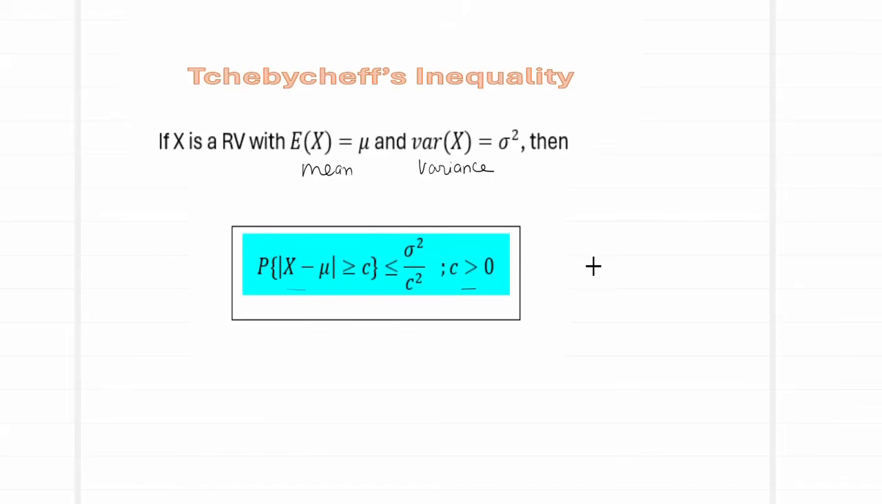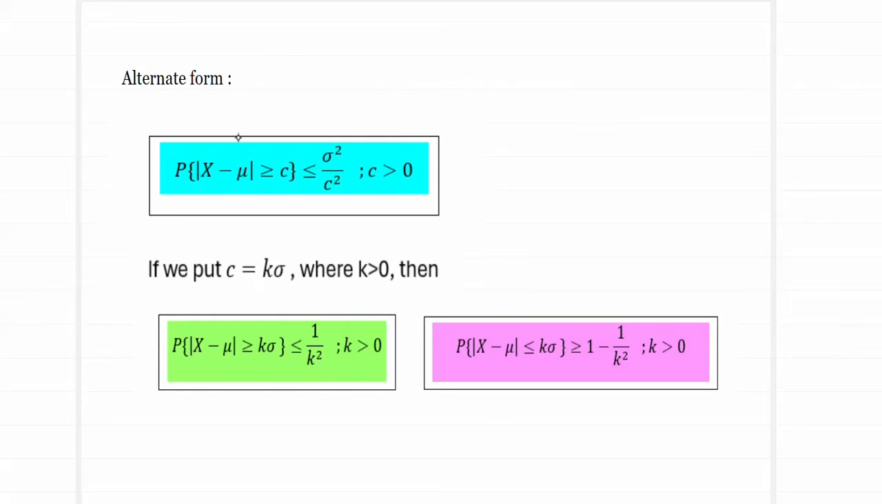We have an alternate form for this which is more effective for application. This is my original form: probability of modulus of x minus mu greater than or equal to c. If I substitute c equal to k sigma, where k is a positive number, then the probability of modulus of x minus mu greater than or equal to k sigma becomes less than or equal to sigma square by k square sigma square, and sigma square cancels off to leave you with 1 by k square. So this format seems to be much easier to apply than the original one, and we will be making use of this.